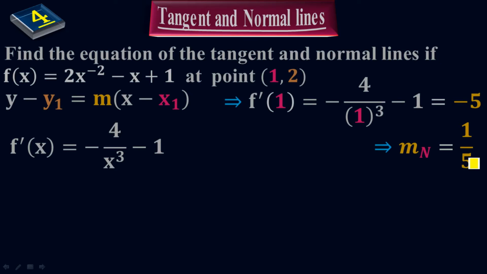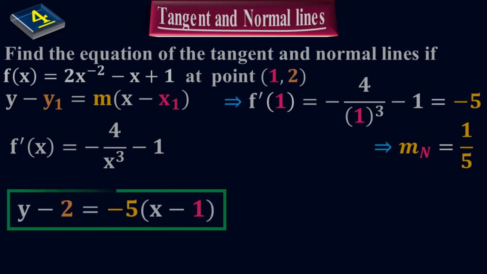Now to write their equations. Well, this will be the equation of the tangent line. y sub 1 is 2 here, plug in 2. x sub 1 is 1 here, plug in 1. And m, which is the slope of the line, is negative 5. This is the slope of the tangent line. Plug in m equals negative 5. There I got the equation of the tangent line.